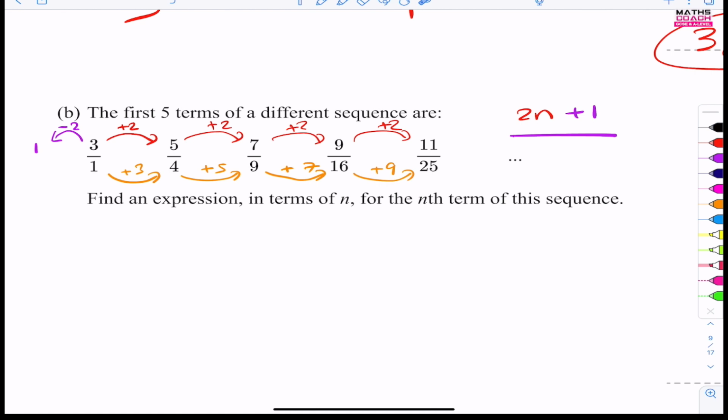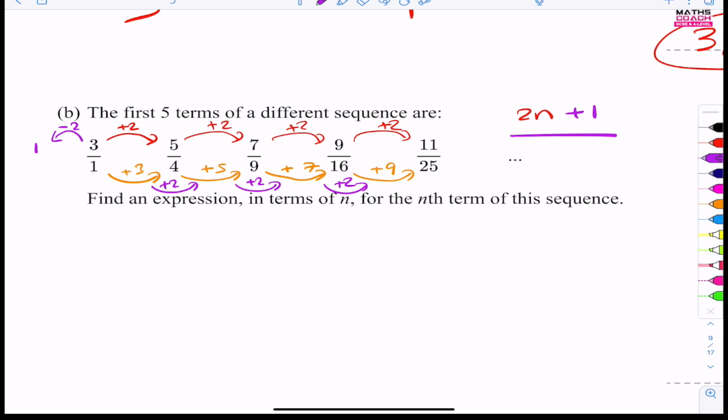Could it be a quadratic sequence? To do that, we take the difference of the differences. So 3 to 5, what's the difference there? 3 to 5, the difference is plus 2. If it's a quadratic, the difference of the difference will be the same. So 5 to 7 is also plus 2. 7 to 9 is plus 2. What do we do now? We know it's a quadratic, so we halve the second difference. So 2 divided by 2 is 1.